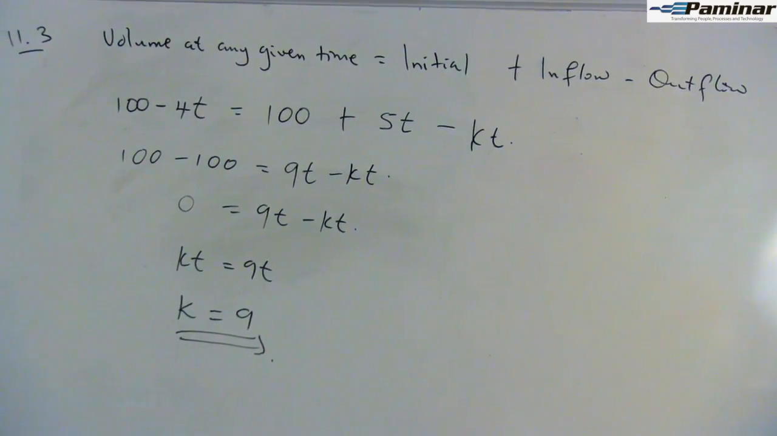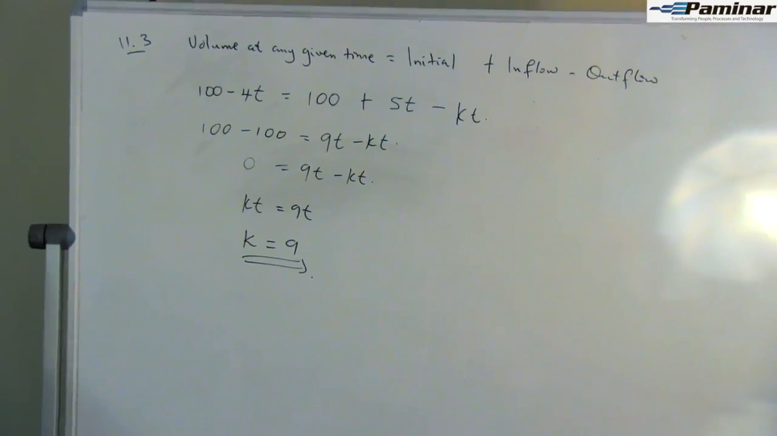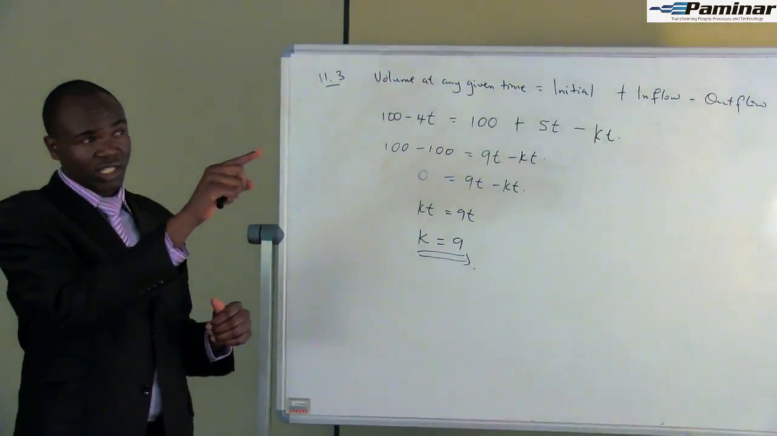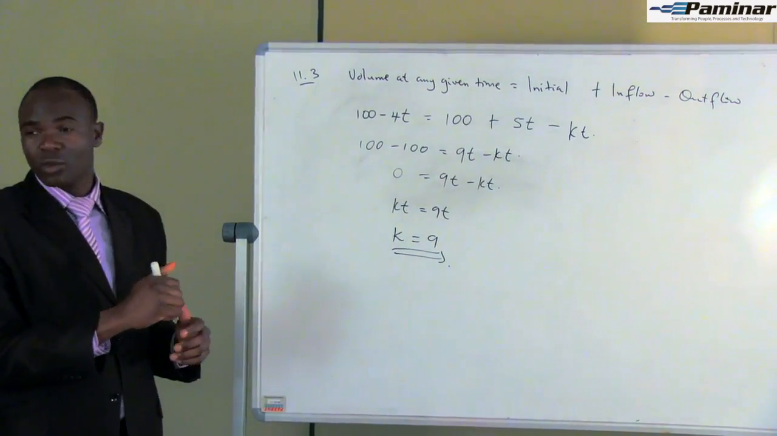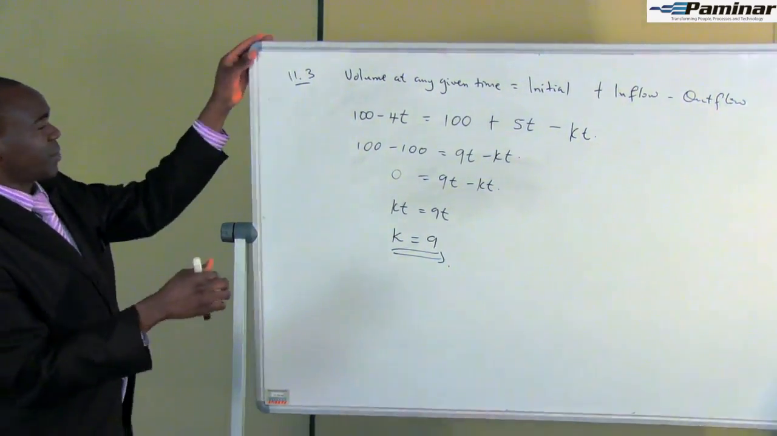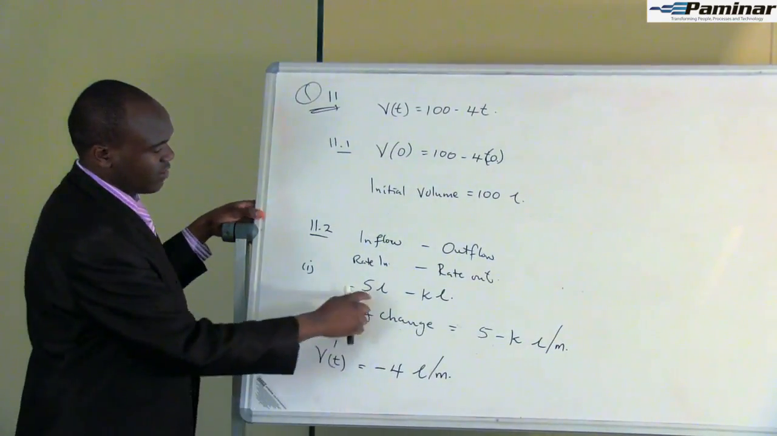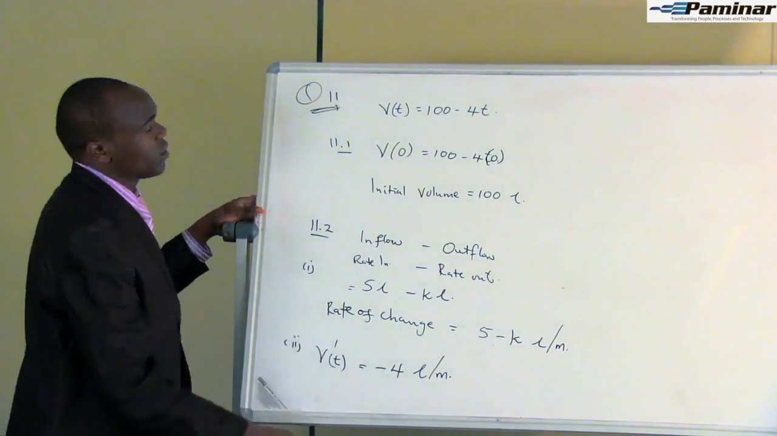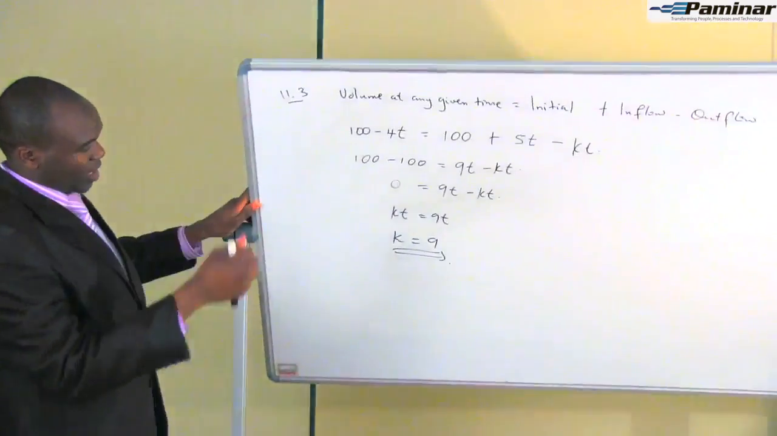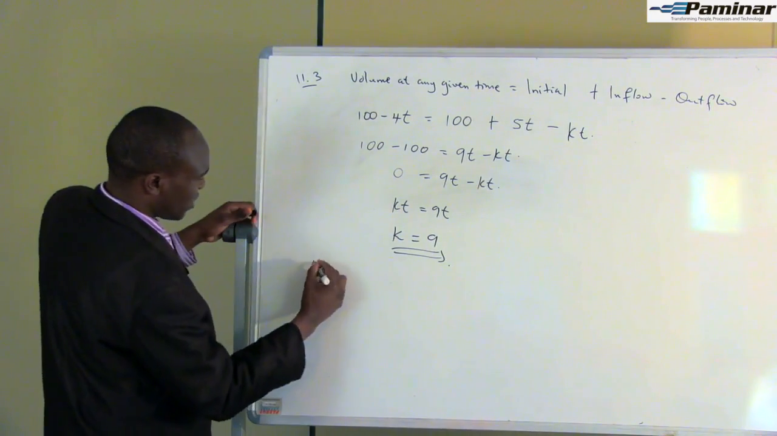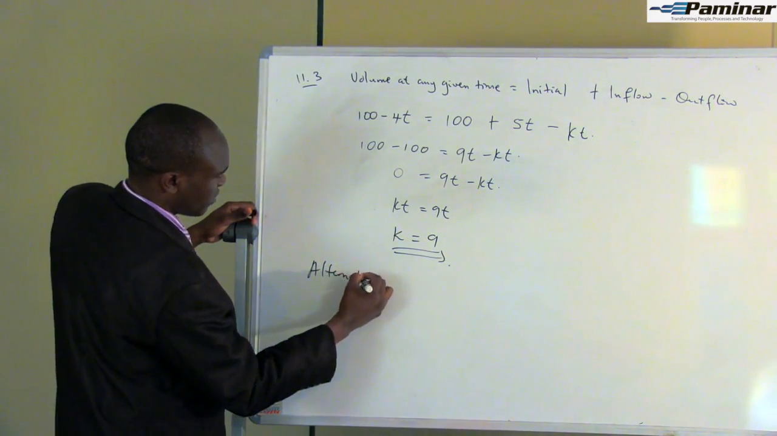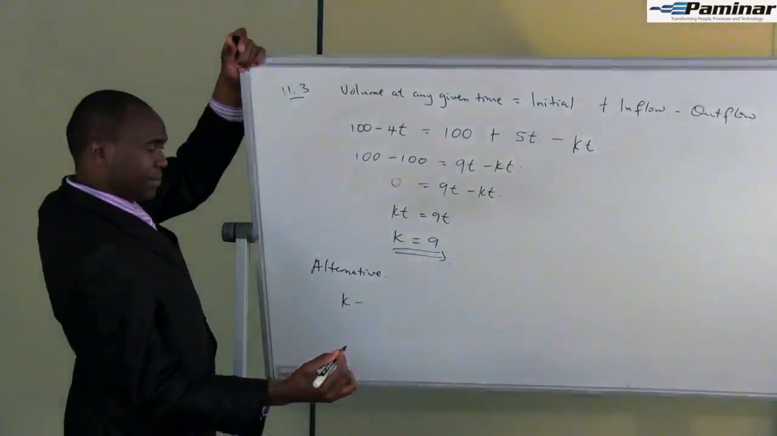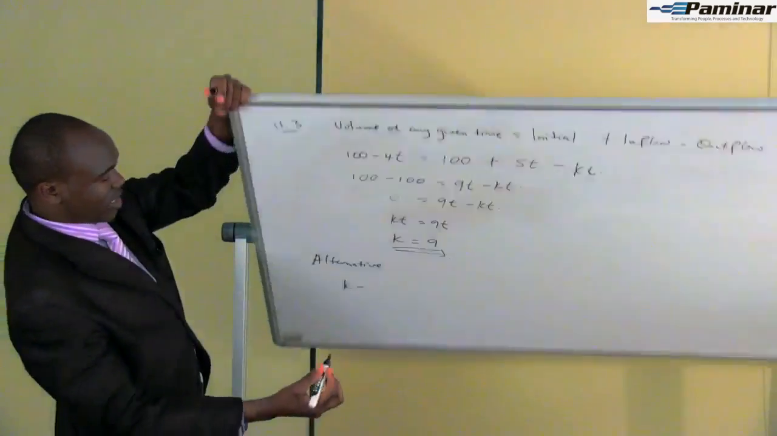Alright? Now there is another formula we can use to work it out. Remember the two expressions that we used for the rate of change? The first one was 5 minus K, and the other one was minus 4. Now we can just equate the two. This is another alternative way of working it out: 5 minus K.